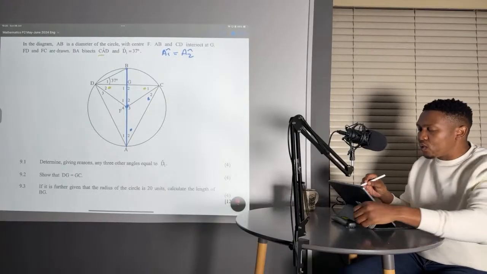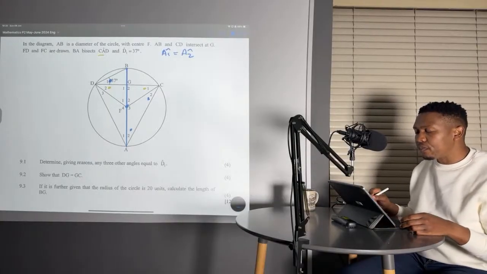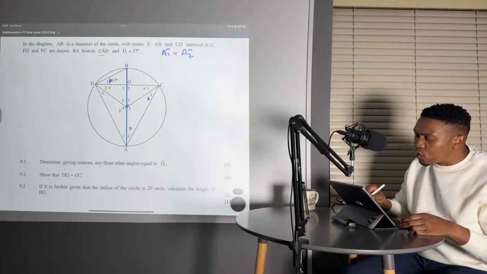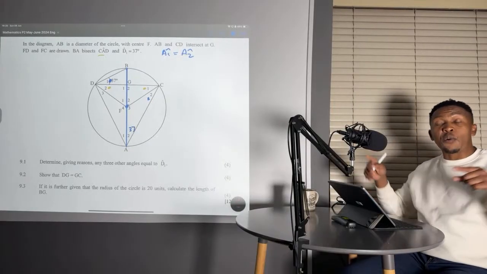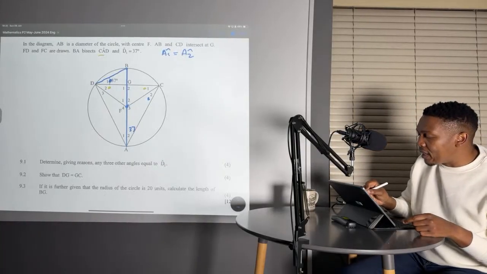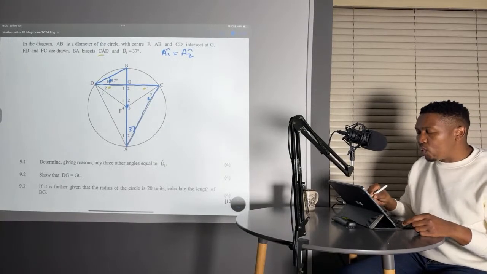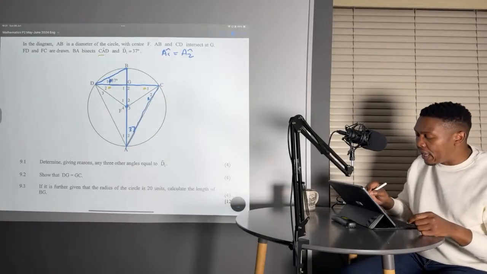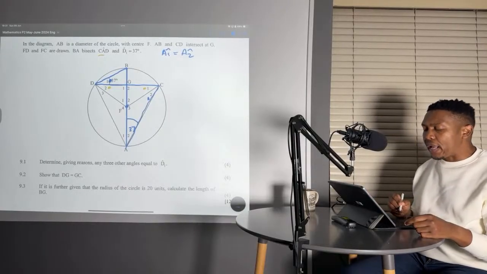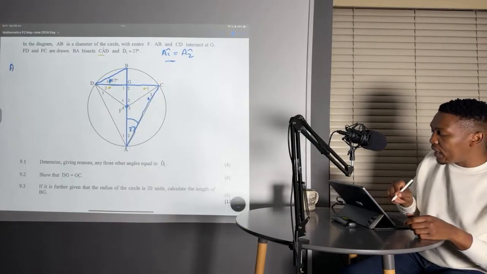Let's see. So D1 is 37 degrees. Now that means that A2 should also be equal to 37 degrees. Our bow tie theorem. In this case, these are angles on the same segment. So D1 will be equal to A2, and that's equal to 37 degrees. But we also know that A2 is equal to A1. So let's start with that one.